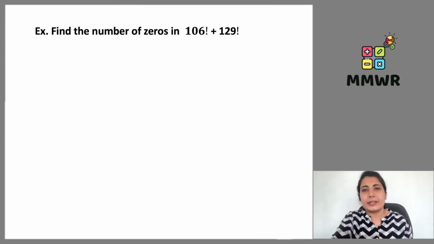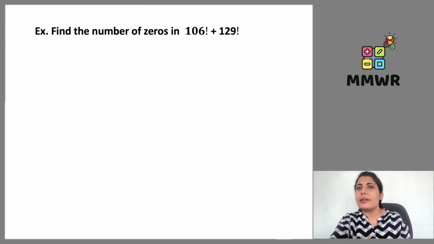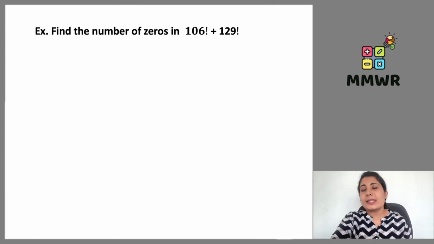So let's move to another example. Now it is clearly visible, 106 and 129. Both of them are not close numbers. They are very far from each other. The numbers are not very close.